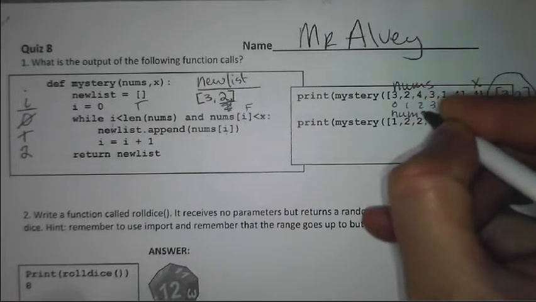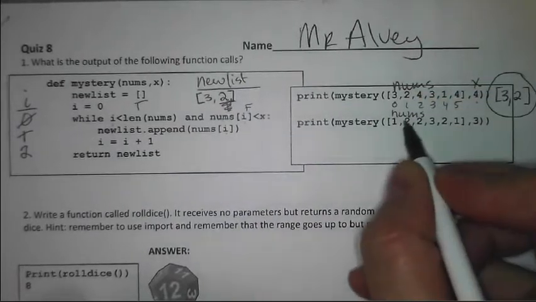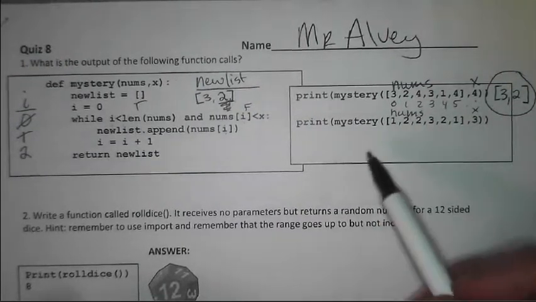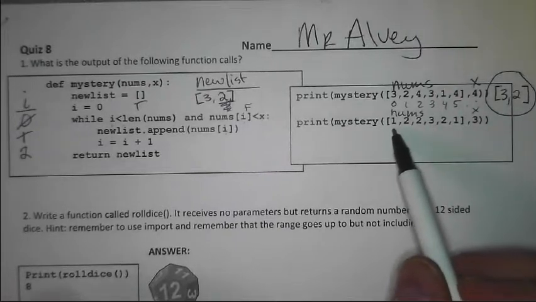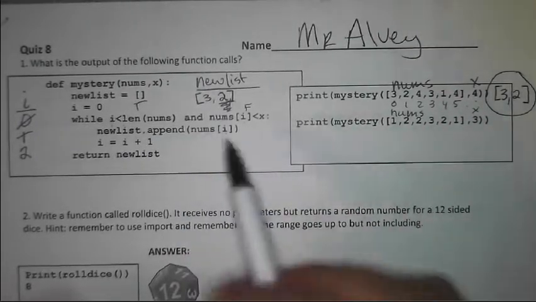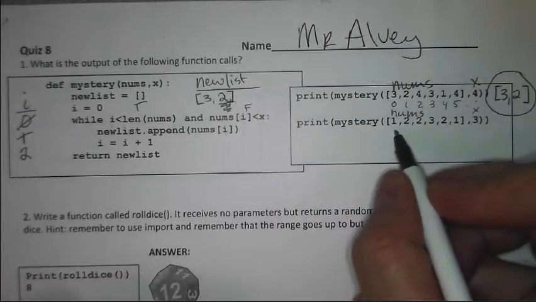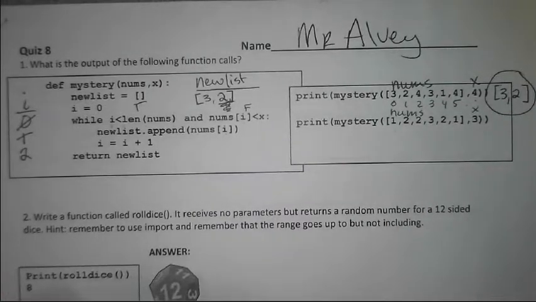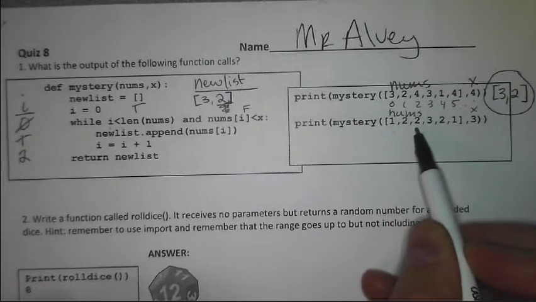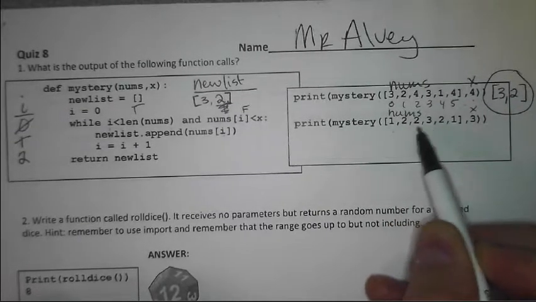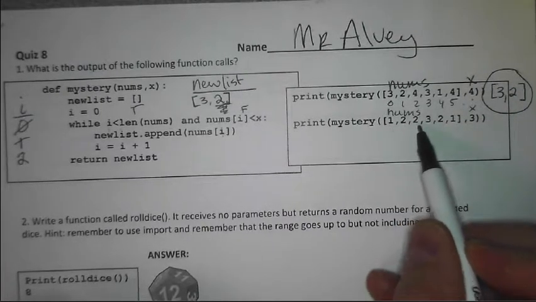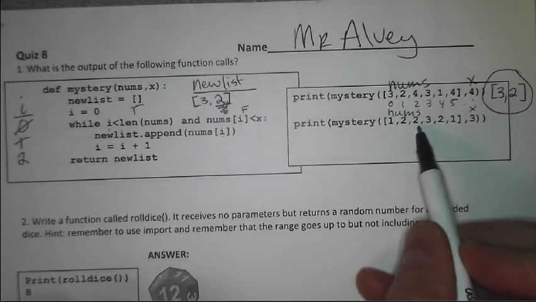So the next call to mystery is using this list, giving that to nums, and x is now 3. If it works the same as it did before, we're going to make sure not to go out of bounds, and we're just going to keep going until we find a number that is not less than 3. Let's see, 1's less than 3, 2's less than 3, 2's less than 3, but 3 is not less than 3. So each one of these numbers will get added to the list: 1, 2, and 2.